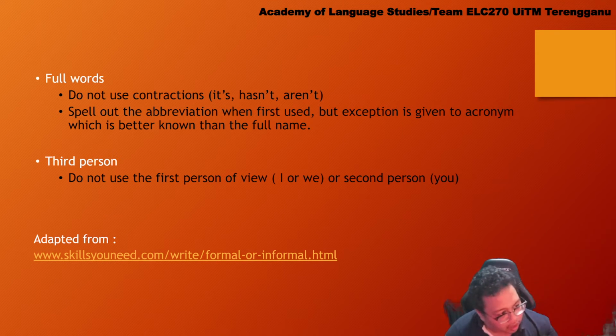When you are writing, do not use the first person. Do not use I or we, or the second person, you. Use the third person only: they, them, the group, the person.